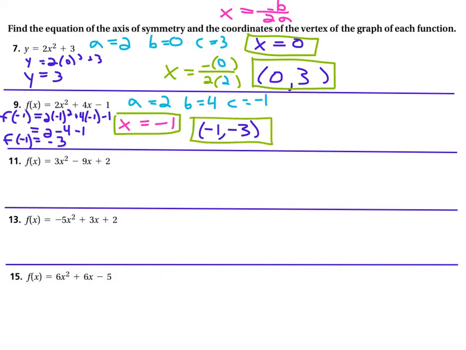So once you find out what x equals for the axis of symmetry, you want to plug that x value in to see what spits out, and those will be the coordinates of your vertex.